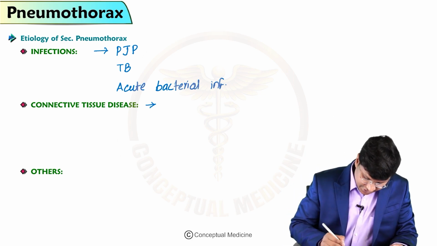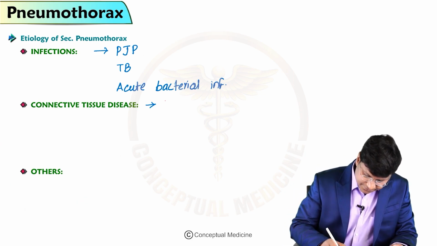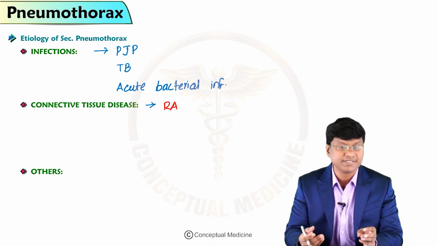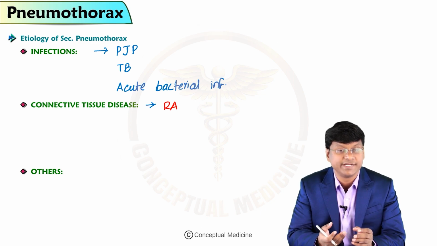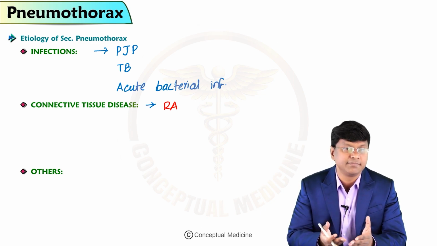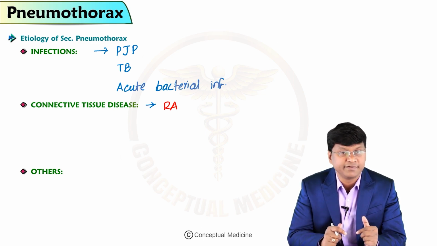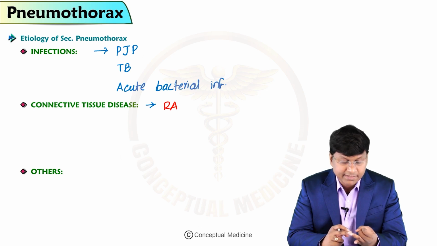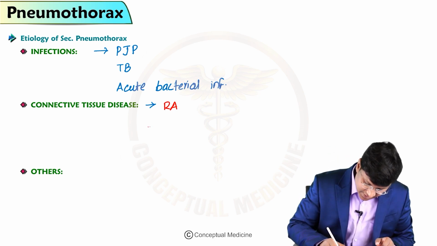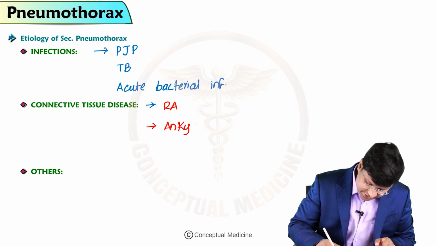And connective tissue disorders, if you see, include rheumatoid arthritis. Rheumatoid arthritis is mainly a disease of the joints, the small joints. But in rheumatoid arthritis, you also have extra-articular manifestations. The pulmonary manifestation can be in the form of interstitial lung disease, pulmonary nodules, and even pneumothorax as well. Then, another important connective tissue disorder is ankylosing spondylitis.